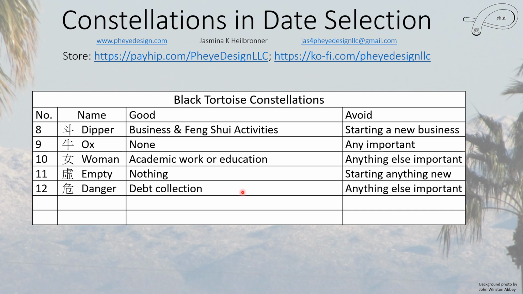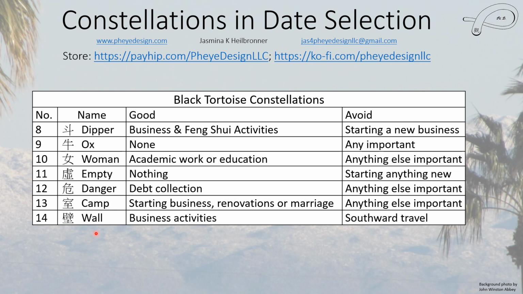Number 12 is the best thing for the danger day is debt collection. And basically anything else that's important that could change your life, you should avoid. Number 13 is camp. It's good for starting a business, that is, a new business, that is. It's good for renovations. It's good for marriage, but pretty much not anything else.